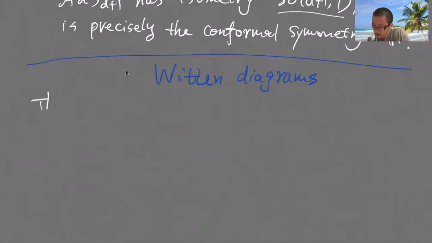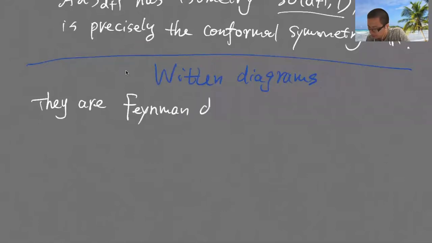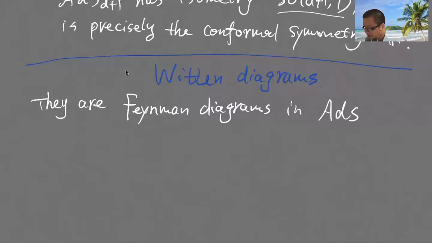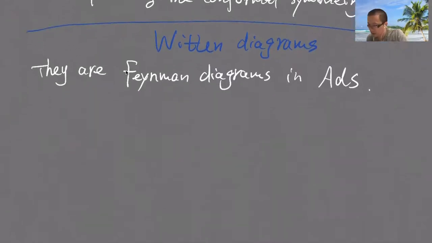Well, basically, Witten diagrams are Feynman diagrams in AdS space. Okay. A typical Witten diagram looks like the following.